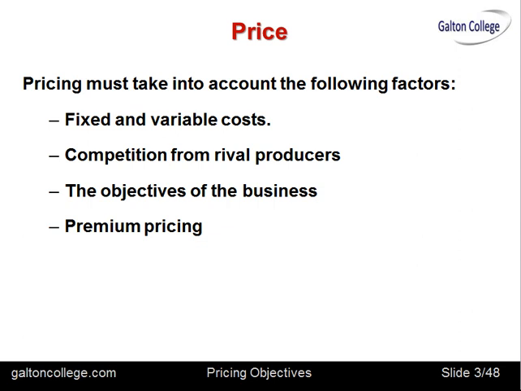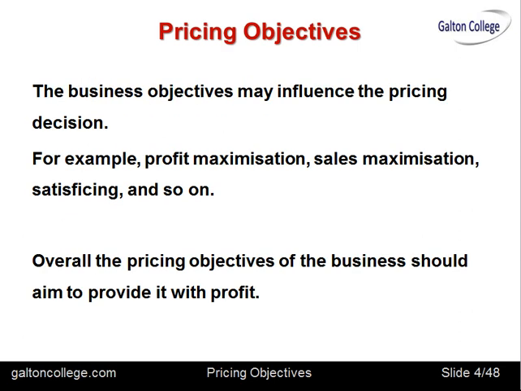Let's just have a look at, for example, the pricing objectives. The business objectives may influence the pricing decision. For example, is the company trying to profit maximize, sales maximize, satisfice, and so on? Now, all of these really come to us from economics, from economic theory. But profit maximization is very rare, and if it happens, it probably happens by accident. Putting it simply, business people don't know what the information is about their product and about the market to maximize profits. They don't know what the marginal revenue is or the marginal cost.